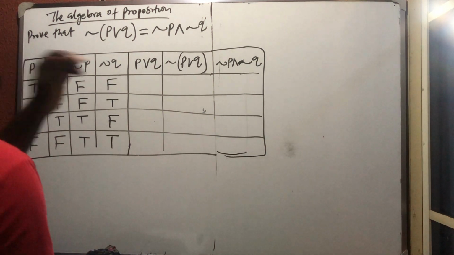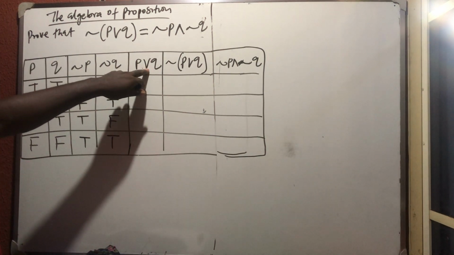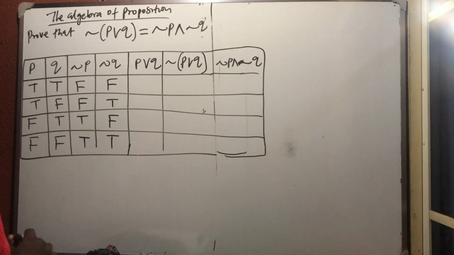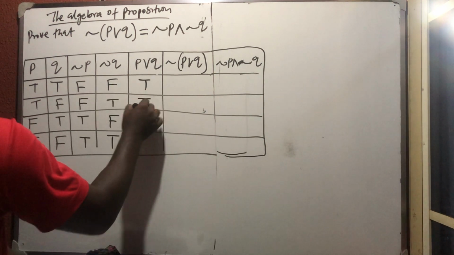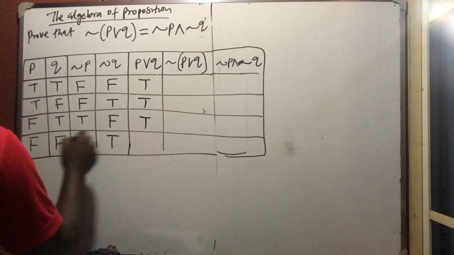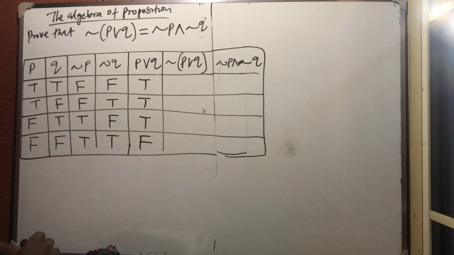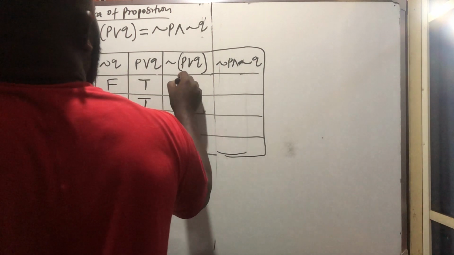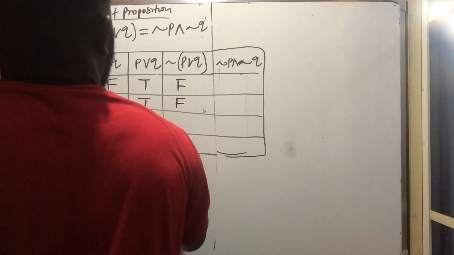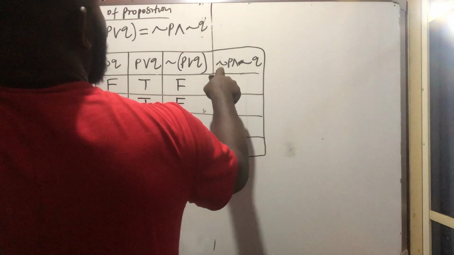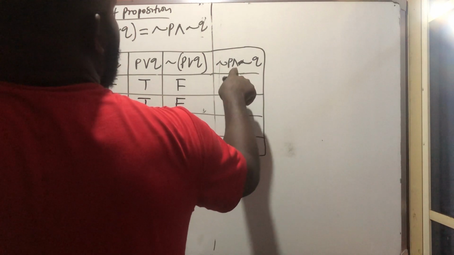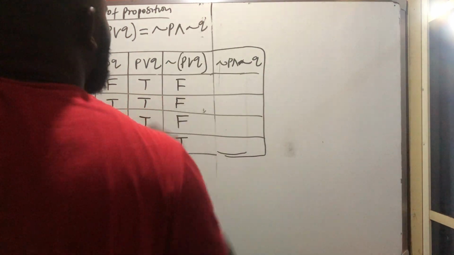And then P or Q. I told you that or means that once one person is truth, then it is true. So P or Q, one of them is true. Both of them are false. The next one is now the negation of this one. Negation of truth is false. Negation of false is truth. Now this one is negation of truth and negation of false. And means that two of them must be truth for it to be truth.